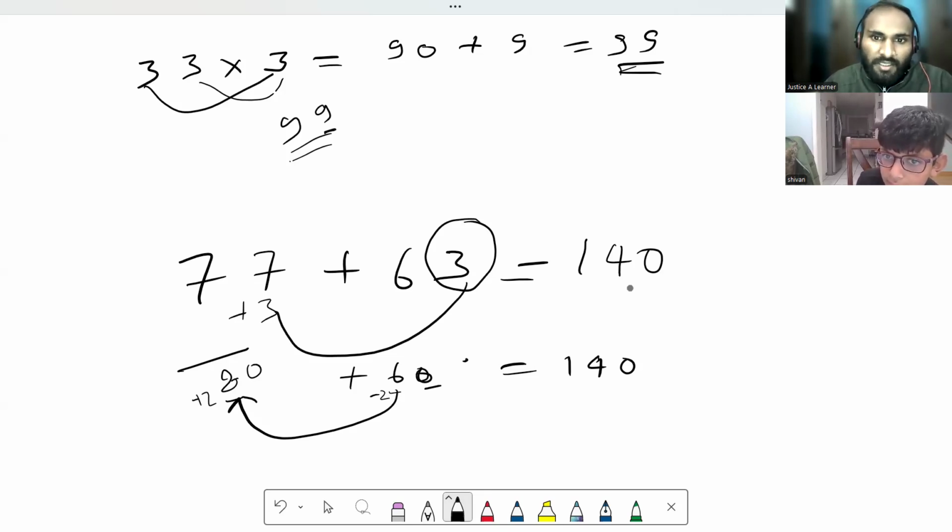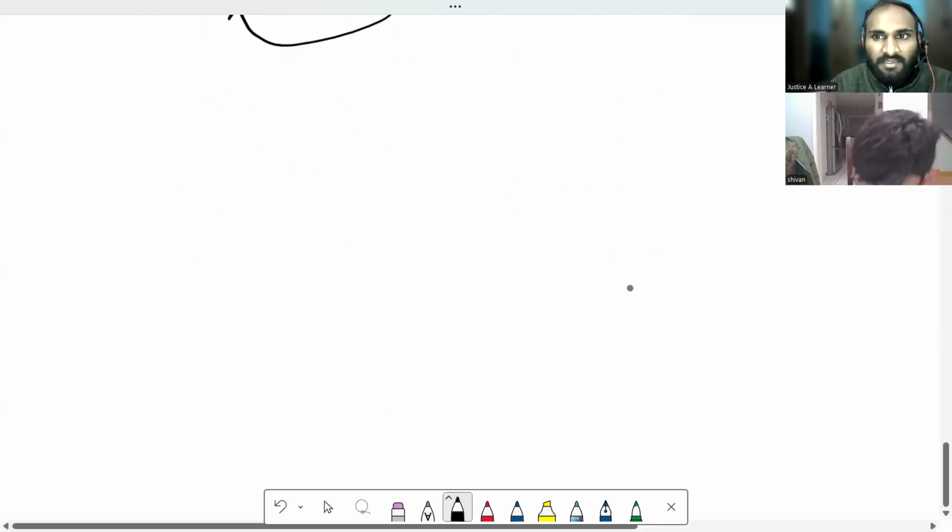So that's how our perspective should change at looking at the maths. When you see maths in this way, then calculation becomes easier.